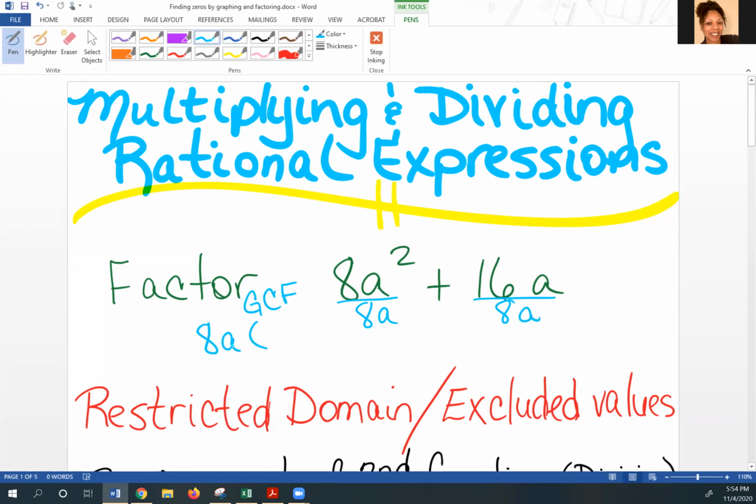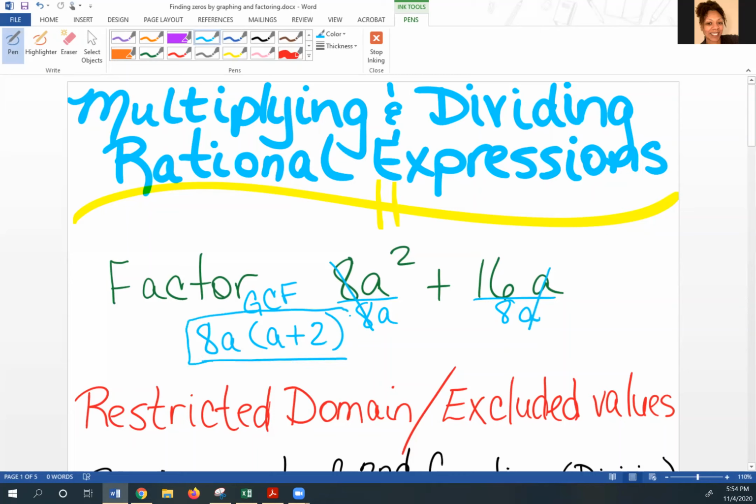And then what's left over after I divide? 8 divided by 8 is 1. And then a squared divided by a is simply a, since 2 minus 1 is 1. So I'm still left with 1a. I take the sign that's in the middle. 16 divided by 8 is 2, and then a divided by itself is 1. So this is what my factored form would look like.